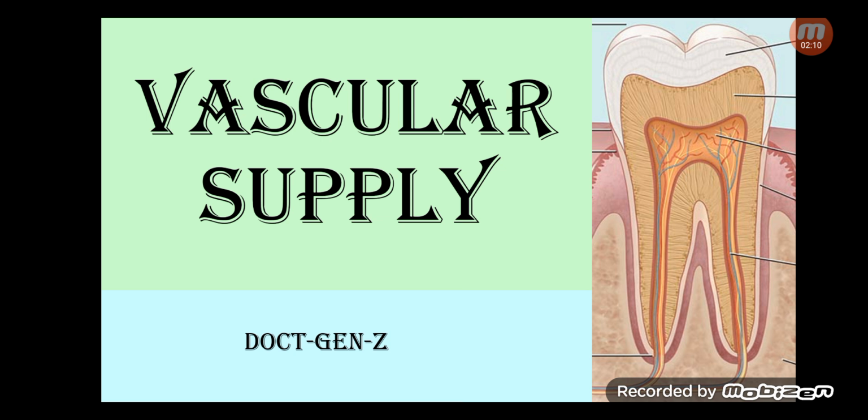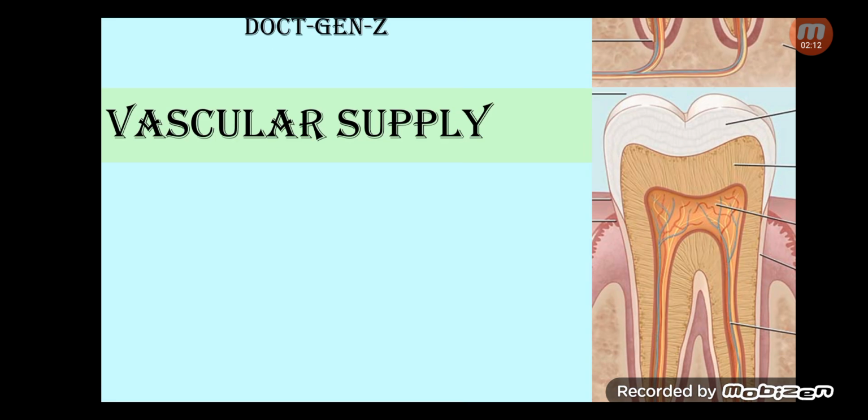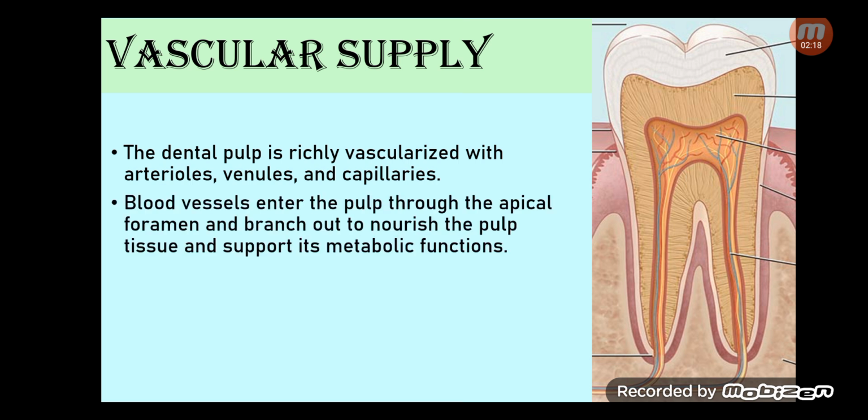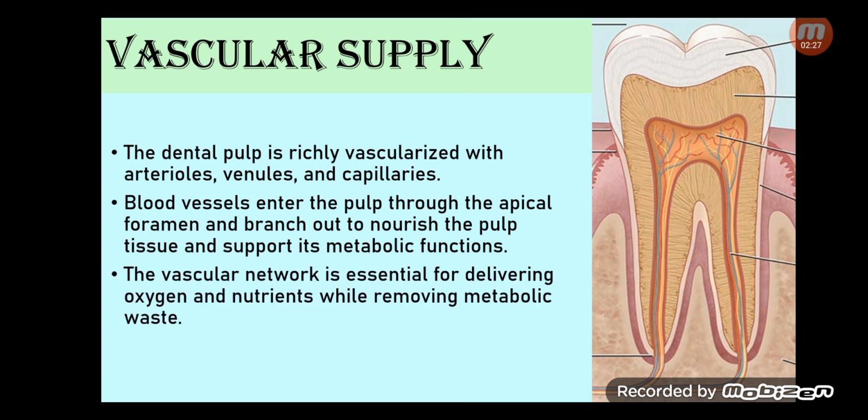Now we will talk about the vascular supply of dental pulp. The dental pulp is richly vascularized with arterioles, venules, and capillaries. Blood vessels enter the pulp through the apical foramen and branch out to nourish the pulp tissue and support its metabolic function. The vascular network is essential for delivering oxygen and nutrients while removing metabolic waste.